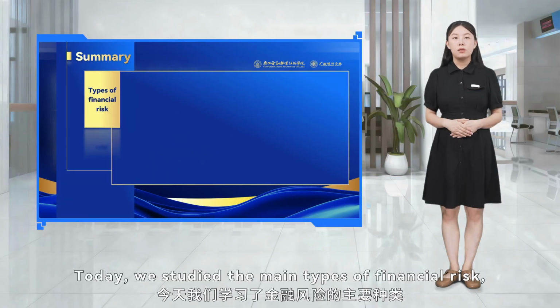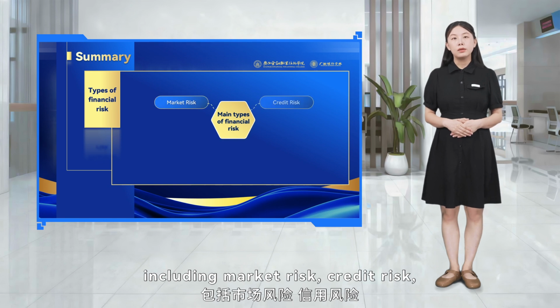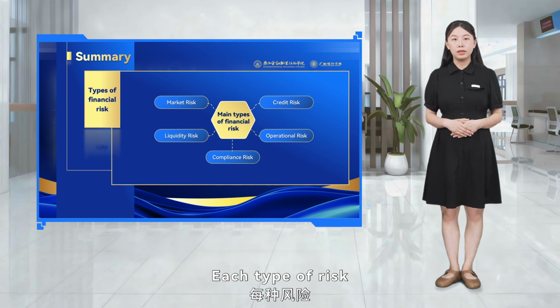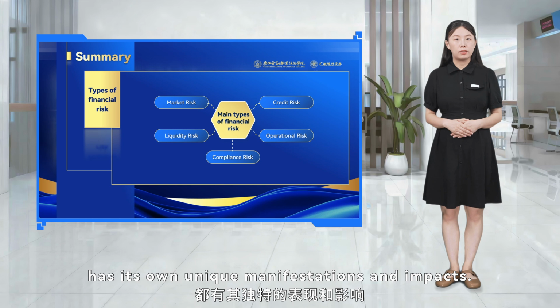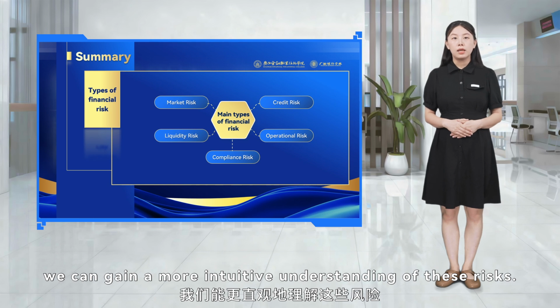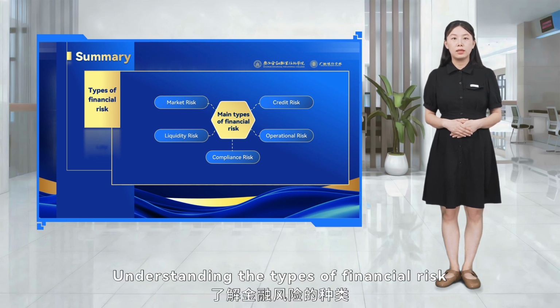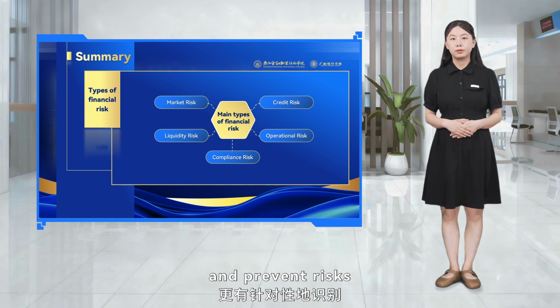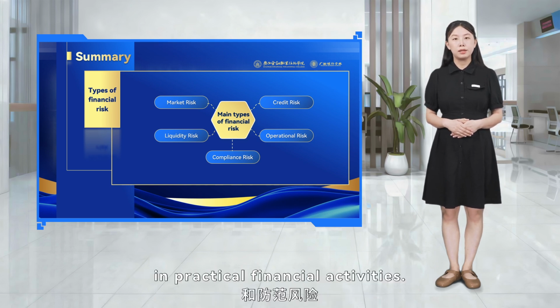Today, we studied the main types of financial risk, including market risk, credit risk, liquidity risk, operational risk, and compliance risk. Each type of risk has its own unique manifestations and impacts. Through relevant cases from ASEAN countries, we can gain a more intuitive understanding of these risks. Understanding the types of financial risk helps us more effectively identify and prevent risks in practical financial activities.